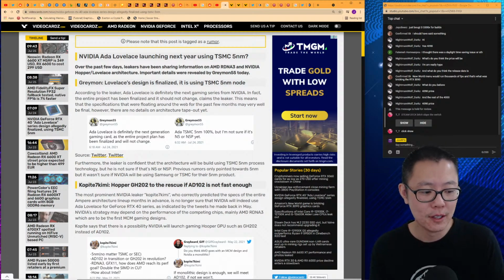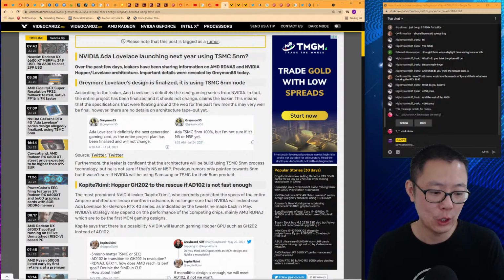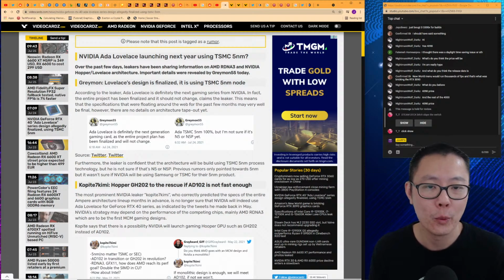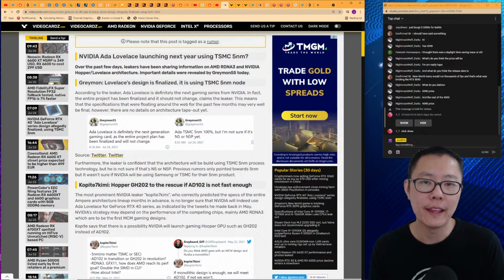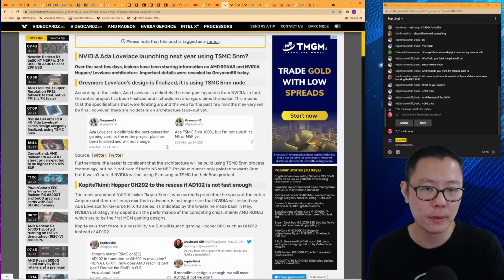And the thing with supply is that in the past, you had excess supply, which would reduce the price of these cards. So you did get cards sometimes that were lower than the MSRP.